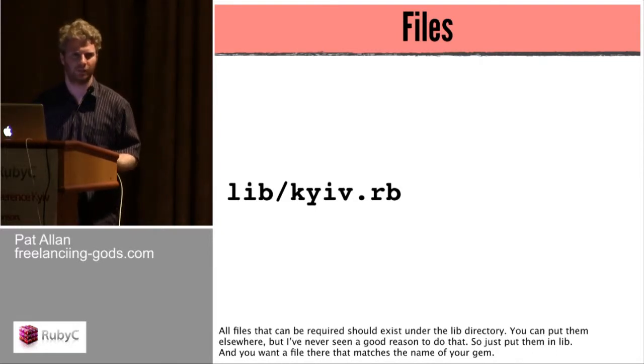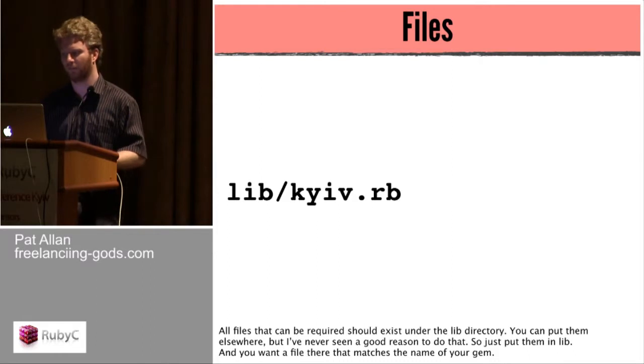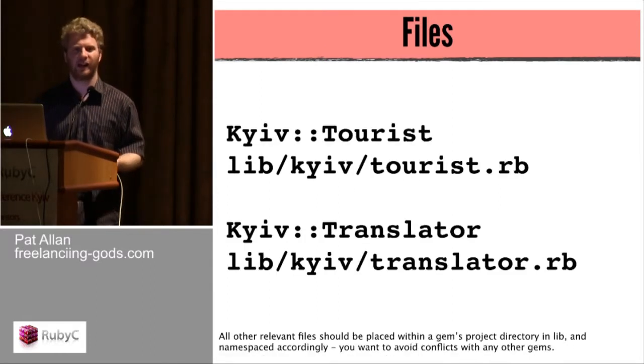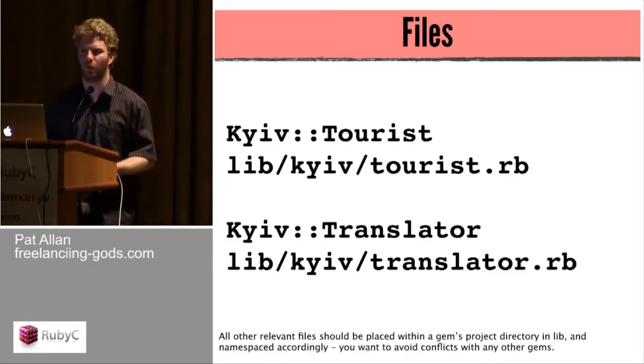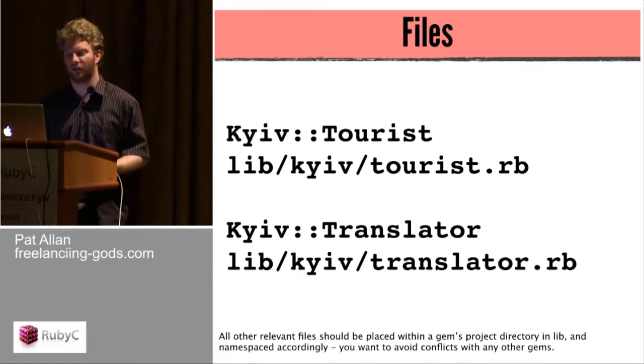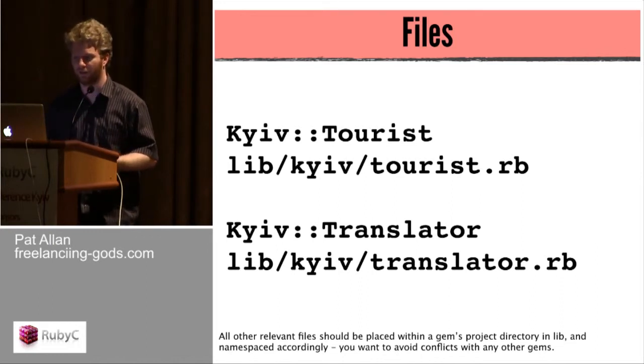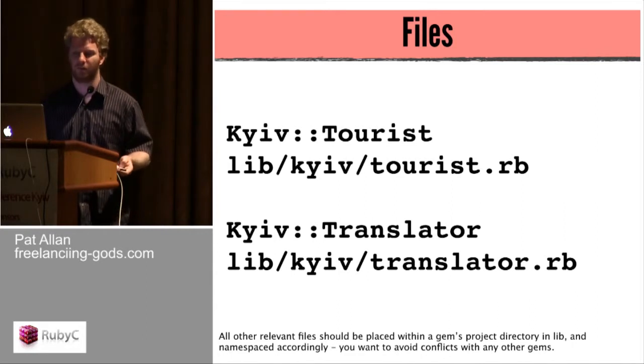Put everything in lib. So you'll have a file which is generally matching the name of your gem in there, so kiev.rb. And then every other file that's part of that gem you want to namespace in a directory of the same name to ensure that you don't end up with complications further down the track. So here we have two classes that are part of our gem, tourist and translator, and you can see that the class names and the paths are both namespaced.